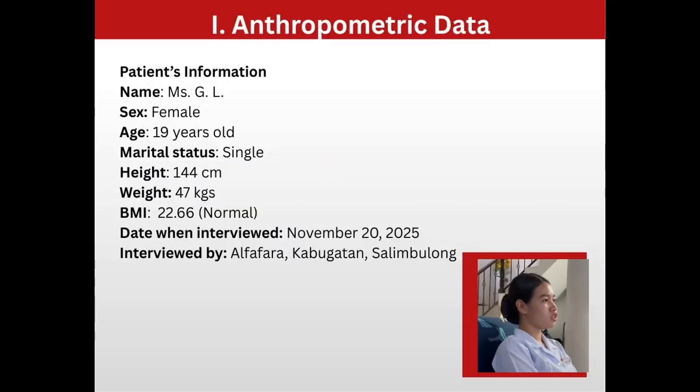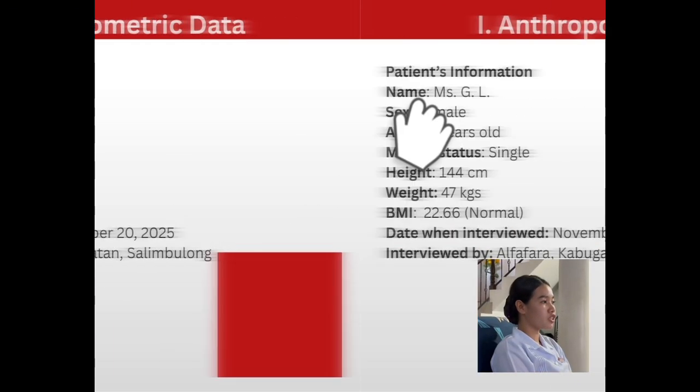We are going to start with the patient's profile. Our patient is Miss GL, her initials. She is 19 years old, a female, single with a height of 144 cm and weight of 47 kilograms, giving her a BMI of 22.66, which is within the normal range.